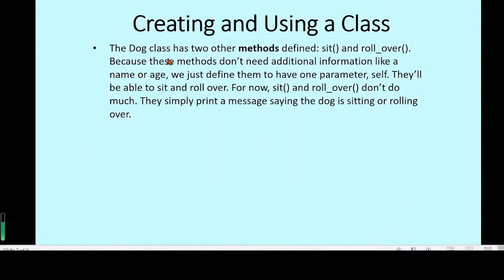And the dog class has 2 other methods, sit and rollover. Because these methods don't need additional information like a name or age, we just define them to have 1 parameter, self. The dogs will be able to sit and roll over. For now, sit and rollover don't do much. They simply print a message saying the dog is sitting or rolling over.